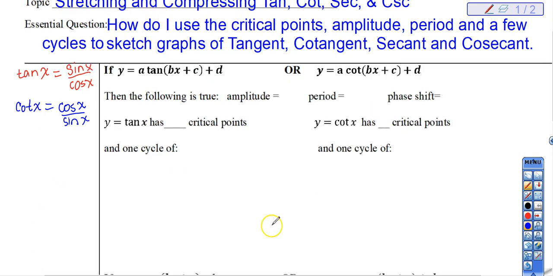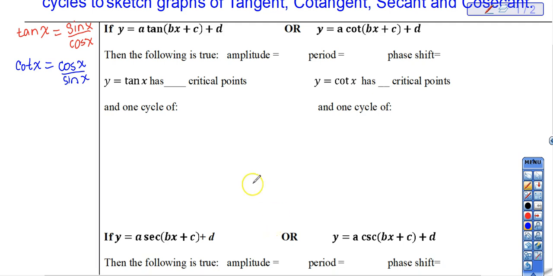Okay, so we have a couple of formulas here, or equations of tangent and cotangent. And what we're going to do is give you the formulas that will help you to find amplitude, period, and phase shift, talk about how many critical points there are for graphing, and figure out what one cycle of a cotangent or a tangent branch is. These are not waves, they're called branches.